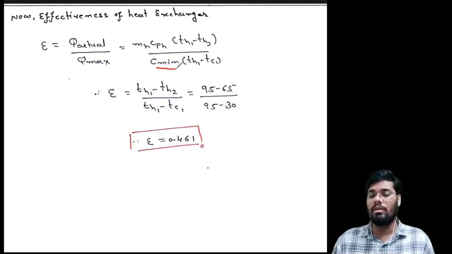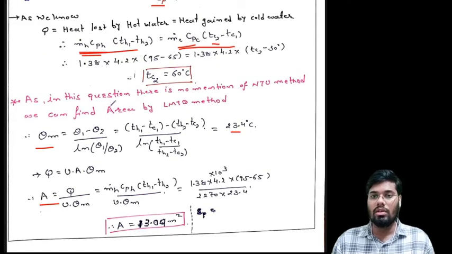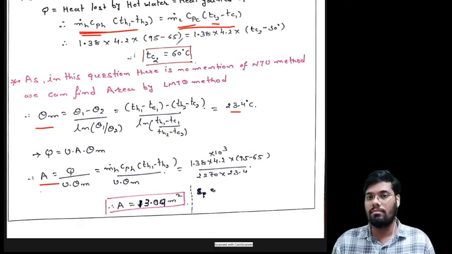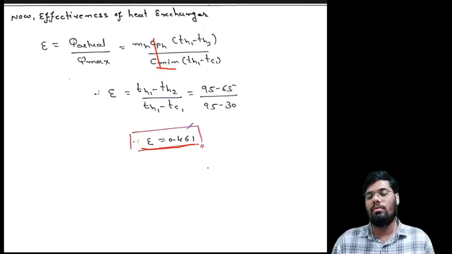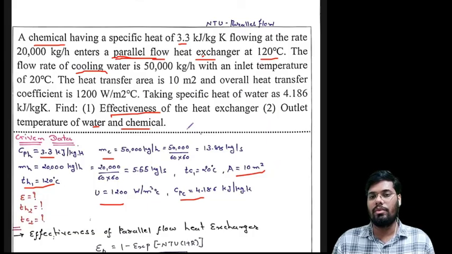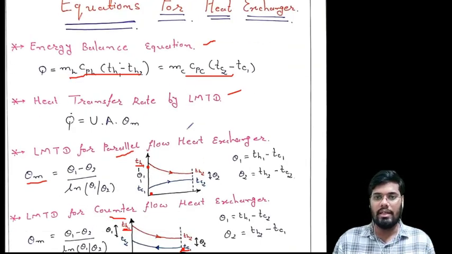C minimum is the heat capacity of either hot fluid or cold fluid, whichever is minimum. Here in our case, both MHCPH and MCCPC are the same. So MHCPH upon C minimum will cancel out. So what would remain? TH1 minus TH2 upon TH1 minus TC1. So this is our effectiveness, 0.46 for the parallel flow heat exchanger. So this is how, by using only these equations, we can solve any numerical of a heat exchanger.